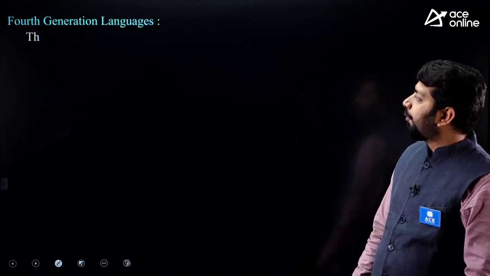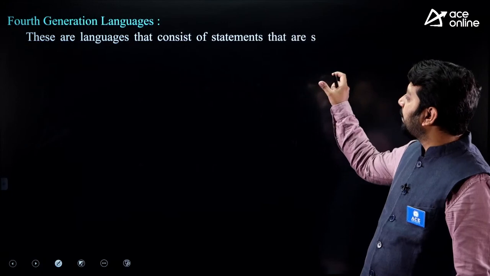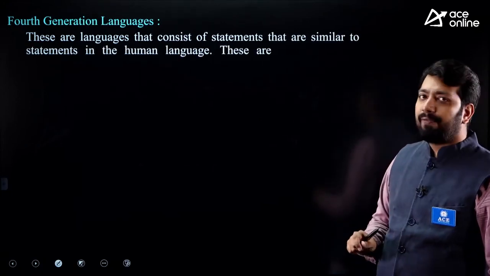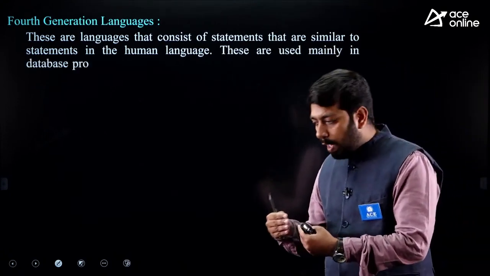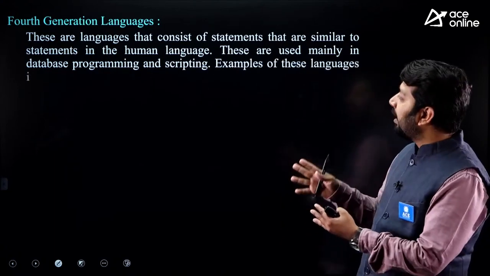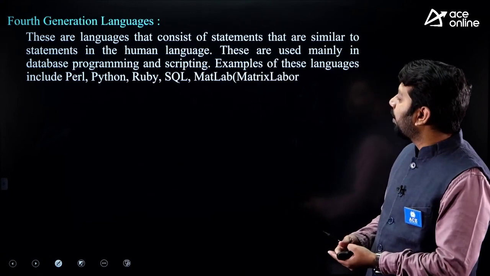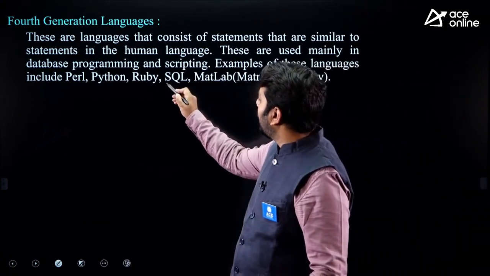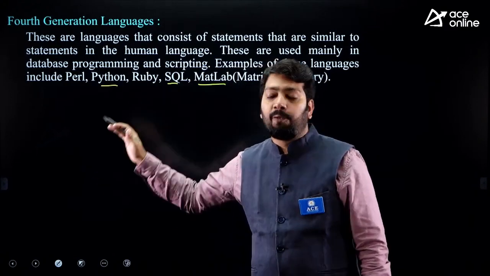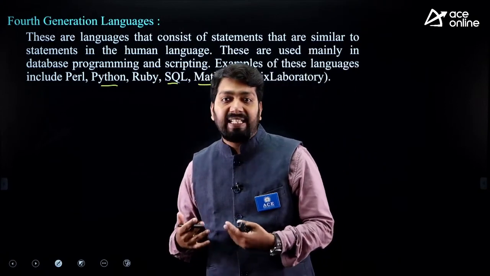Fine. Next is fourth generation language. These are languages that consist of statements that are similar to statements in the human language. Fine. Earlier also it was more or less like a human language, but here we are making it easier. For example, SQL. SQL is one of the examples. Fine. SQL, MATLAB and Python. Sometimes Python comes into the fourth generation, sometimes Python comes into the fifth generation because it is evolving very fast.